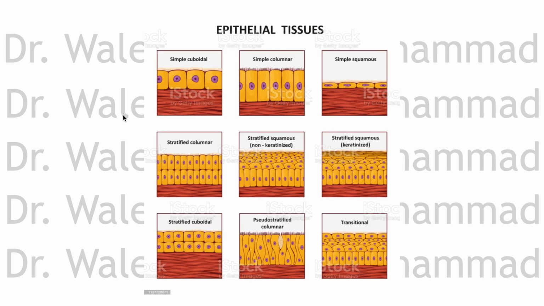This is a picture to show you the different types of epithelium, from simple cuboidal, columnar, simple squamous, stratified columnar, stratified squamous non-keratinized, or stratified squamous keratinized, as evident by the apical layer, stratified cuboidal, pseudo-stratified columnar, where all the cells reach the basement membrane, so it's one layer of cells, and finally the transitional epithelium.